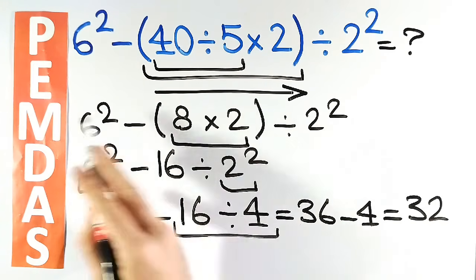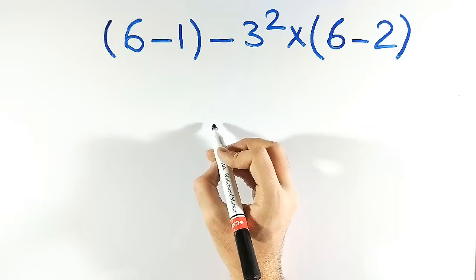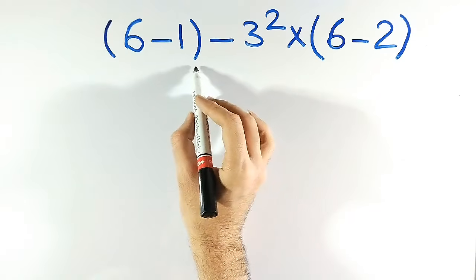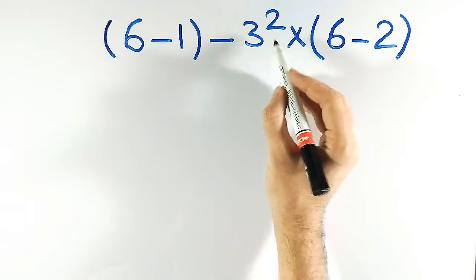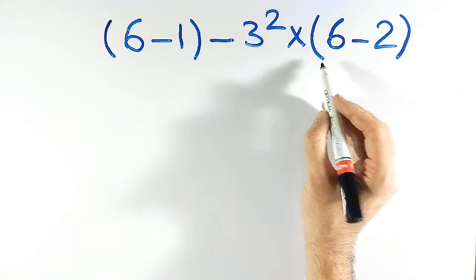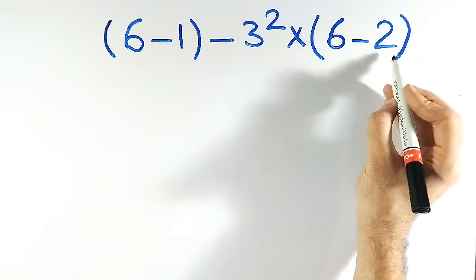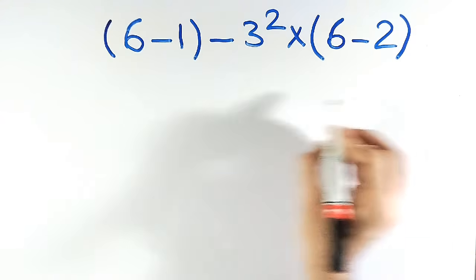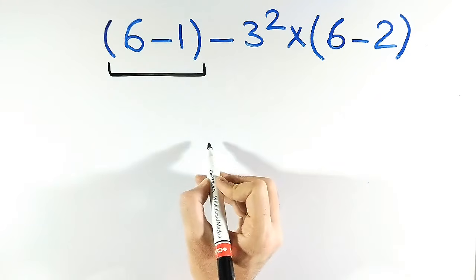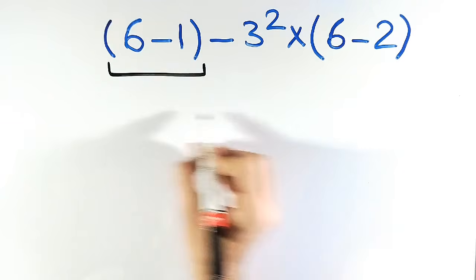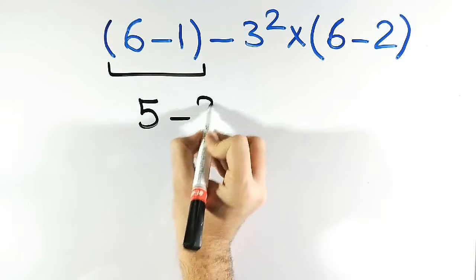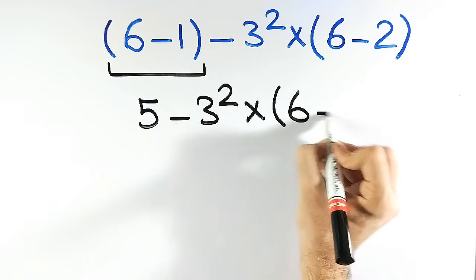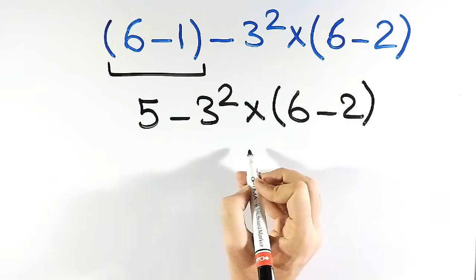Okay, let's solve another math question together. What is the value of the expression 6 minus 1, inside the parentheses, minus 3 squared multiplied by (6 minus 2)? Many people, when solving this question, go straight to the first parenthesis, and instead of this expression they write 5 minus 3 squared multiplied by (6 minus 2).